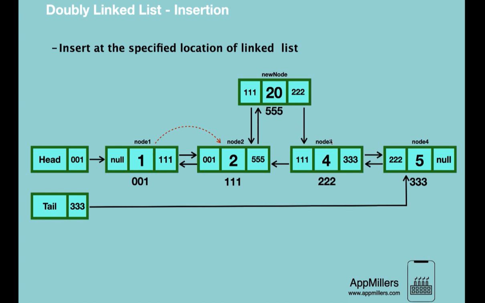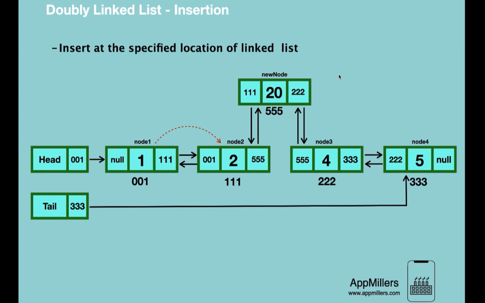Then the last step is we need to create a reverse link from node 3 to the new node. To do so, we need to update the previous reference of node 3 to the physical location of the new node. When we update it, a reverse link between node 3 and the new node is created, and by doing so, the reverse link between node 3 and node 2 gets destroyed. So with this, we successfully insert a new node in the middle of a double linked list.